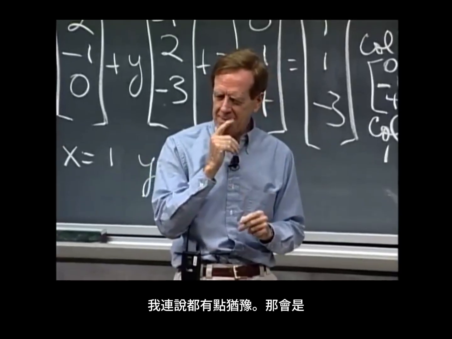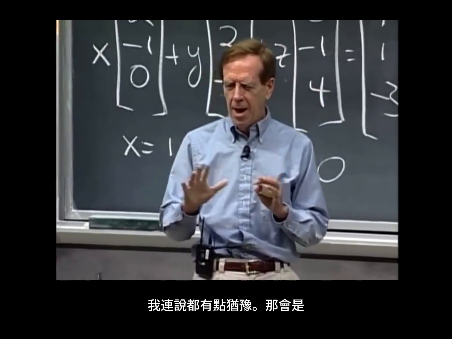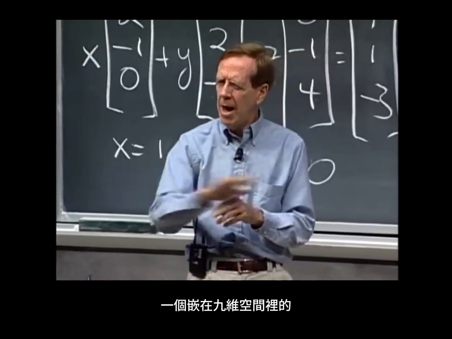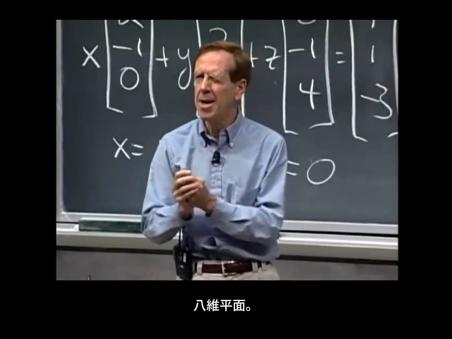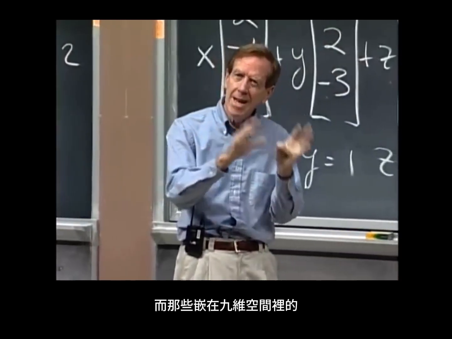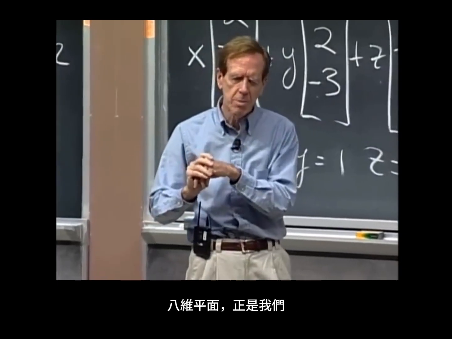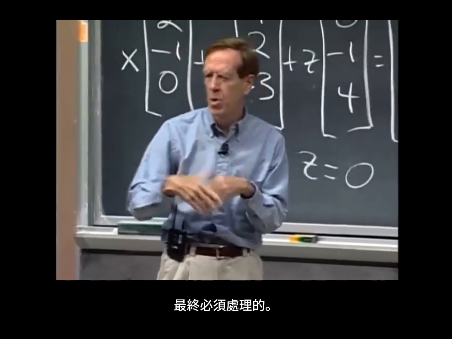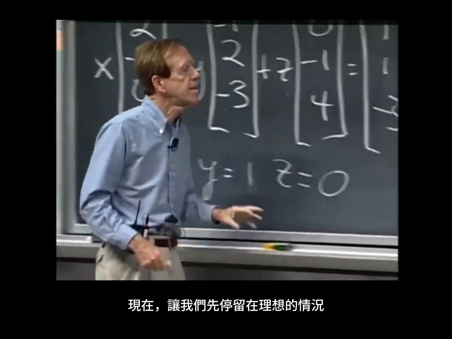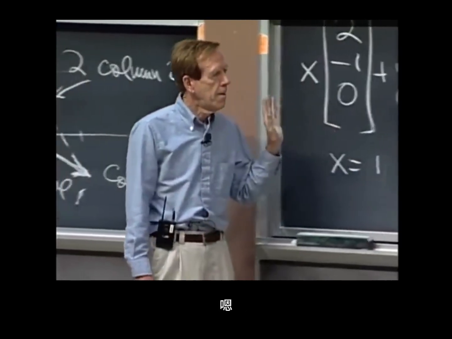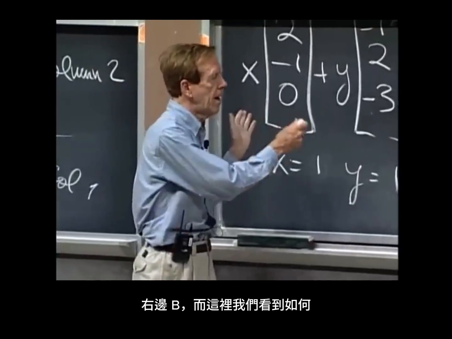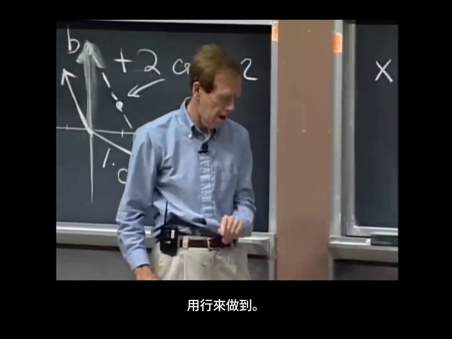I hesitate even to say this, it would be a sort of plane, an 8-dimensional plane inside 9-dimensional space. And it's those 8-dimensional planes inside 9-dimensional space that we have to work with eventually. For now, let's stay with the nice case where the matrices work. We can get every right-hand side B, and here we see how to do it with columns.